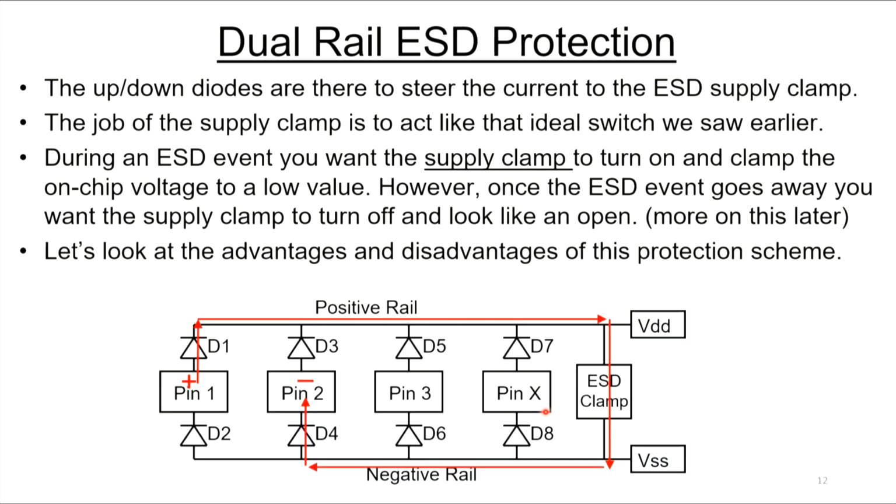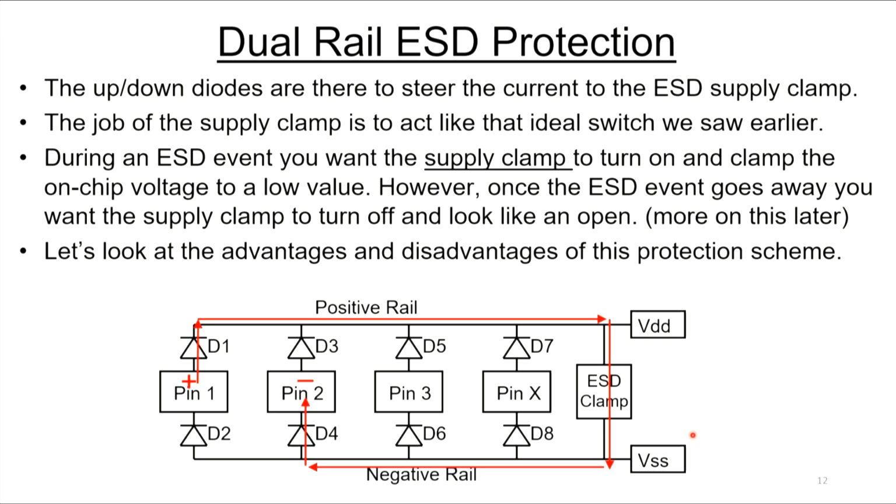These up-down diodes are there to steer the current to the ESD supply clamp, and this is a shared ESD supply clamp. The job of the supply clamp is to act like that ideal switch we saw earlier. During an ESD event, you want the supply clamp to turn on and clamp the on-chip voltage to a low value. However, once the ESD event goes away, you want the supply clamp to turn off and look like an open. And I'll talk more about that later.